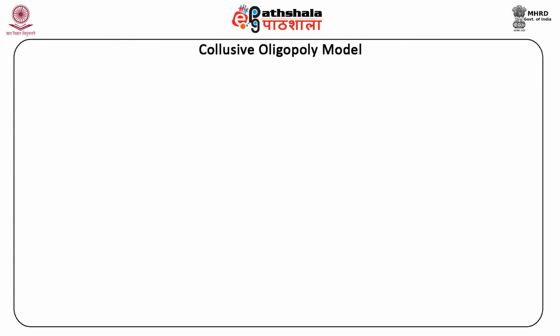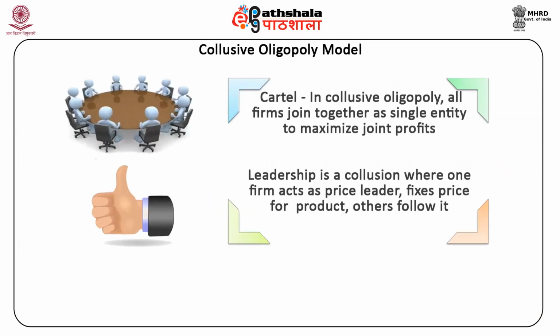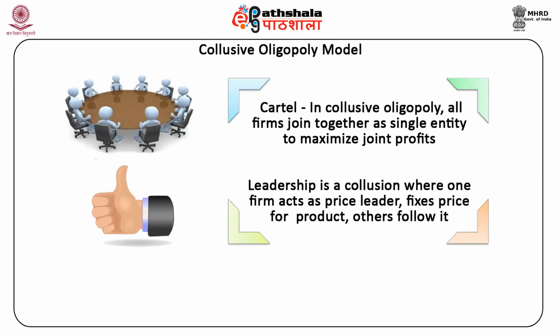Moving on to the collusive oligopoly model. In collusive oligopoly, all firms of a particular industry join together as a single entity in order to maximize their joint profits or to share the market in a certain amount. This is also known as a cartel. There is one more type of collusion which is known as leadership, under which one firm acts as the price leader or dominant firm and fixes the price for the product while other firms follow it.